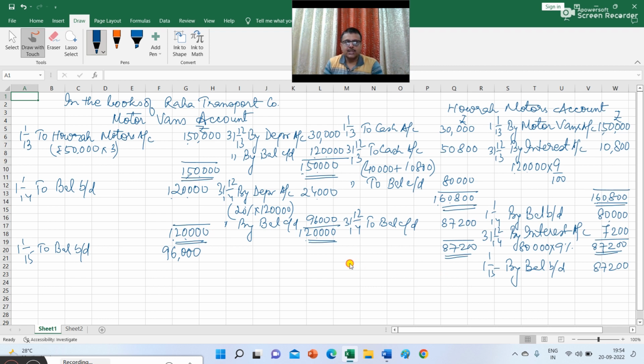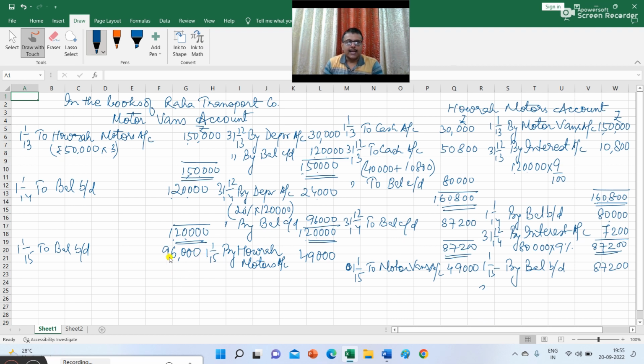So here I am adjusting the amount. So on 1st January 2015, you have to write here two motor vans account. This is 49,000. So in the motor van account, I have to write this figure on 1st January 2015, by Howrah Motors account 49,000. Now what is the value of the two motor vans in the books of Raha Transport?